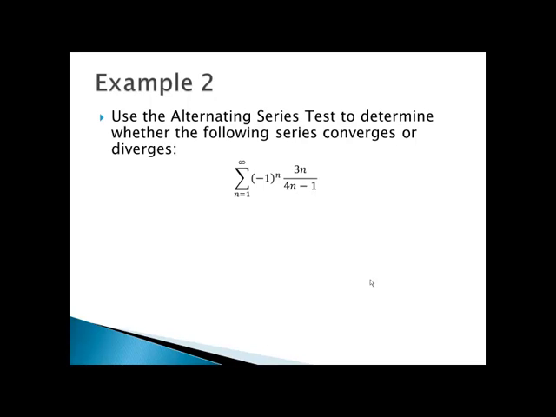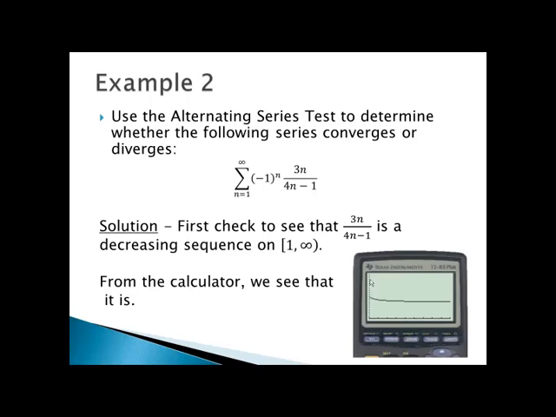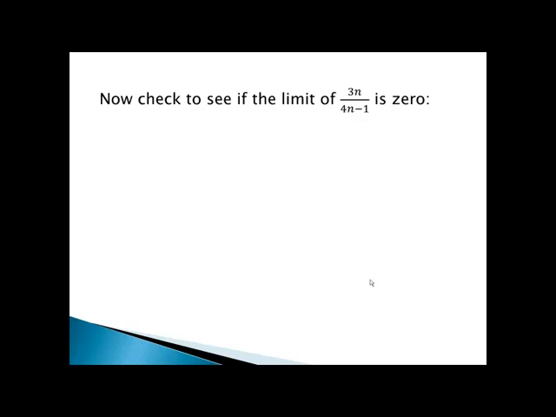Example 2, I'm again asked to determine convergence or divergence for an alternating series. I'll check the conditions for the alternating series test. I first check to see if 3n divided by 4n minus 1 is decreasing from 1 to infinity. Using the calculator to graph 3x divided by 4x minus 1, I see that it is indeed decreasing. And now I check to see if the limit is 0.